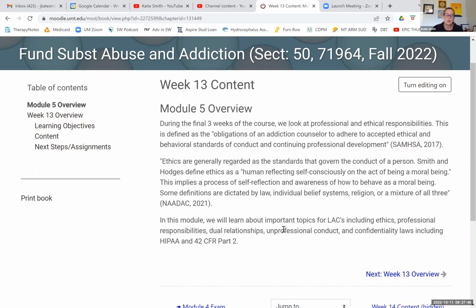So in this module, we will learn about important topics for LACs, including ethics, professional responsibilities, dual relationships, unprofessional conduct, and confidentiality laws. As LACs, we're probably familiar with HIPAA, within the medical profession, but anytime we're dealing with substance use disorders, we also need to adhere to another confidentiality law. It's a federal law referred to as 42 CFR Part 2.